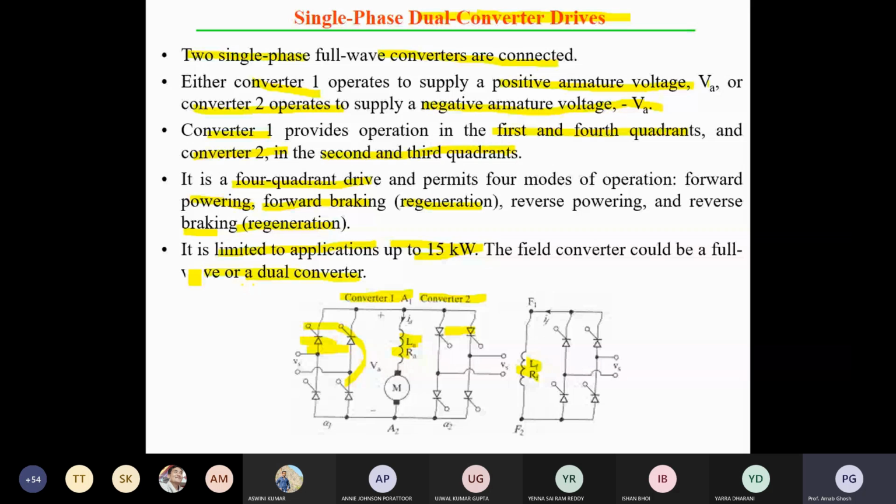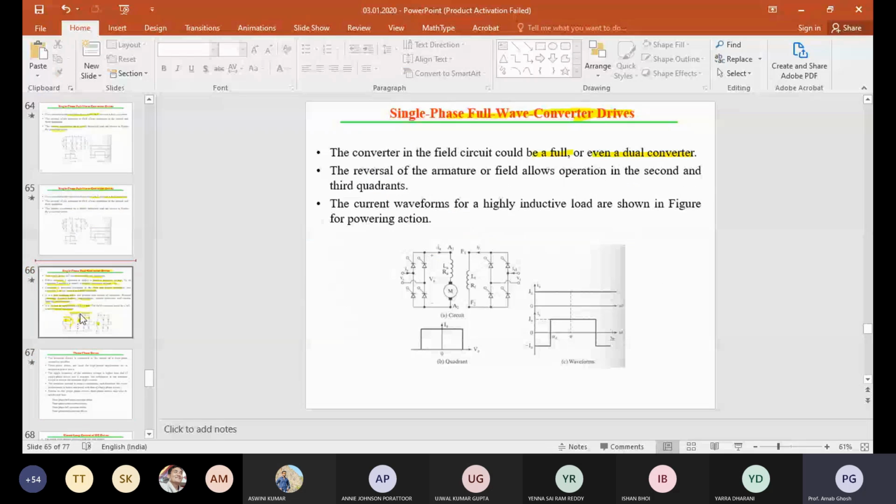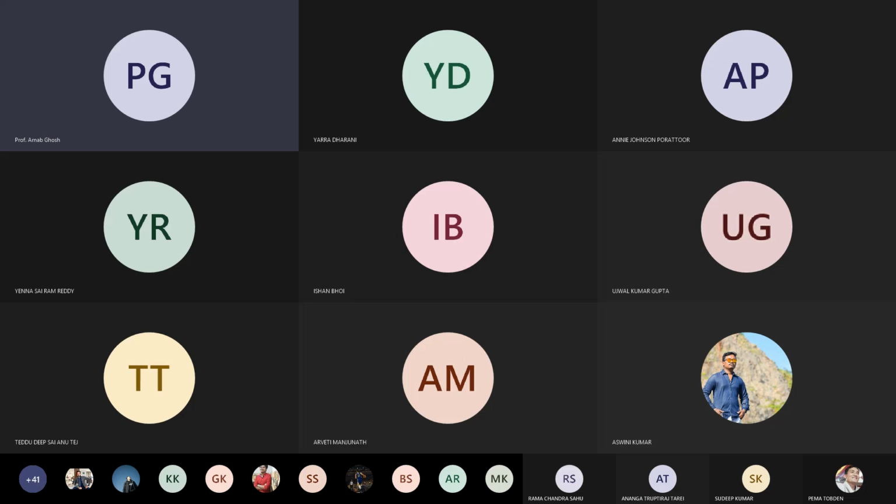So today I am stopping my session here. In my next class I will discuss the 3-phase drives, and what the advantages of 3-phase drives are over the single phase drive. Okay, so if you have any doubt, please note it down, and in my next class I can discuss your doubts. Okay, so thank you.